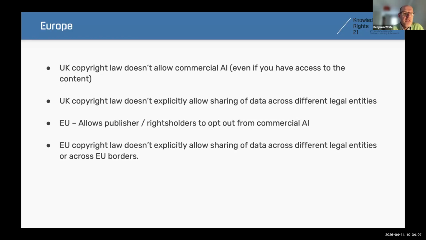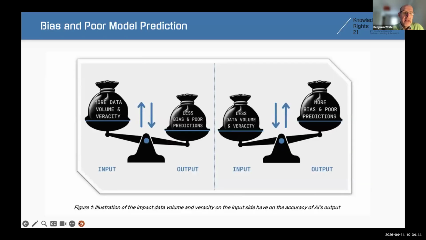The EU has slightly different copyright laws in this respect, but still it doesn't allow sharing of data across legal entities and/or across borders. It does allow some commercial use, but it allows commercial rights holders like scientific publishers to say, no, you can't use the material that you have lawfully accessed, lawfully acquired. You have to come back and renegotiate for AI purposes. And as I said, anyone with any licensing experience will tell you that is simply not possible at any speed or indeed any scale.